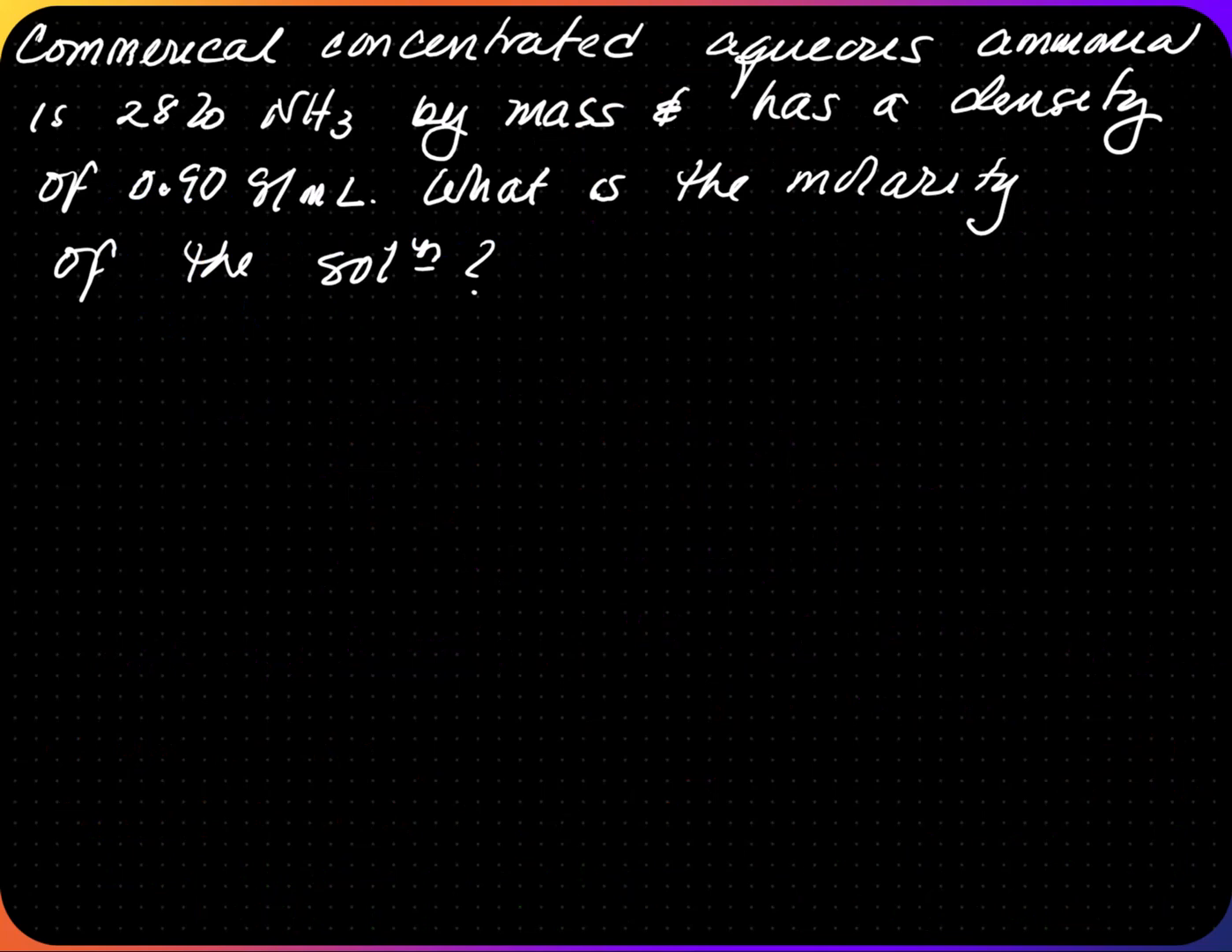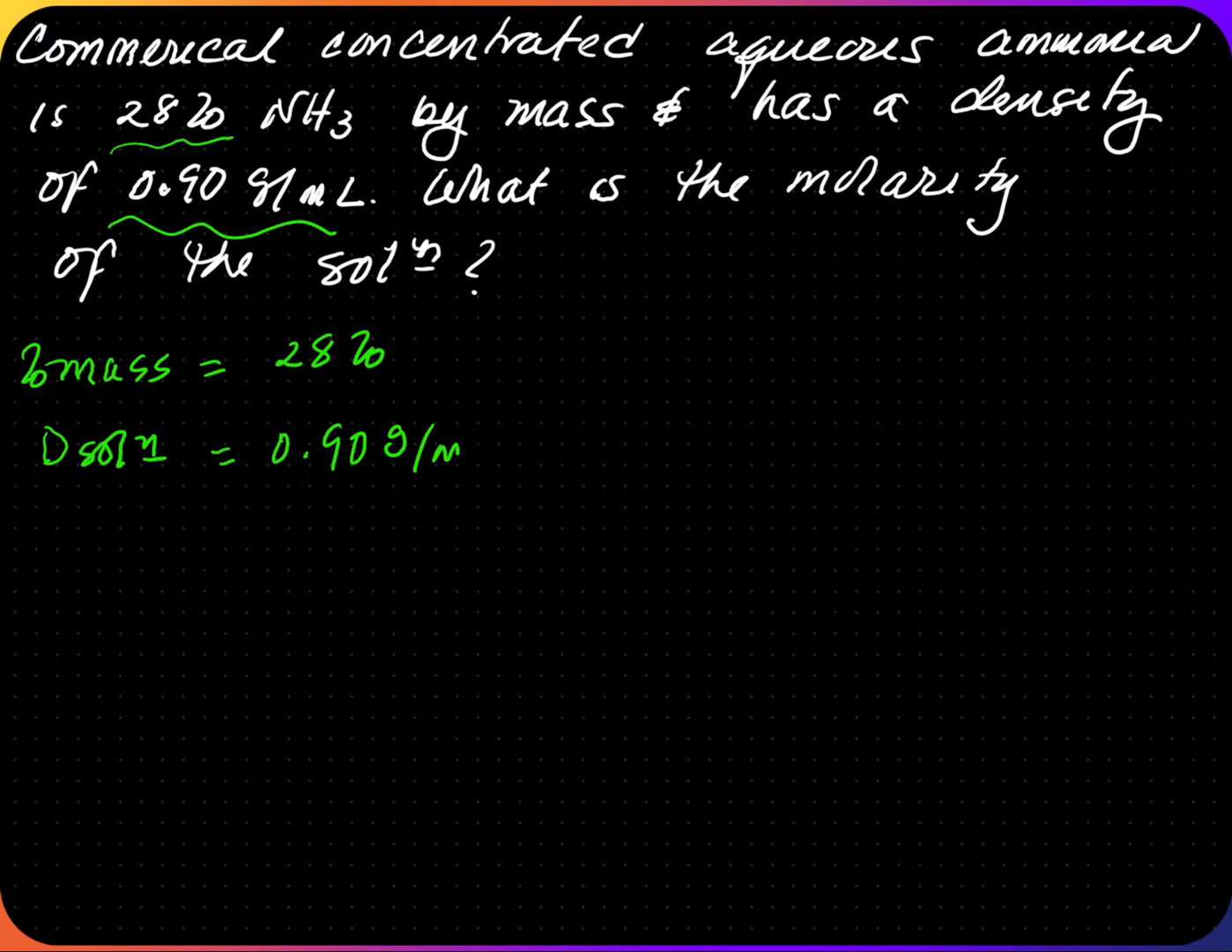A commercial concentrated aqueous ammonia is 28% by mass and has a density of 0.90 grams per ml. What is the molarity of the solution? So we are given 28%, so we know this is a mass percent. That's 28%. We are also given a density. This density is the density of the solution, which is equal to 0.90 grams per ml.